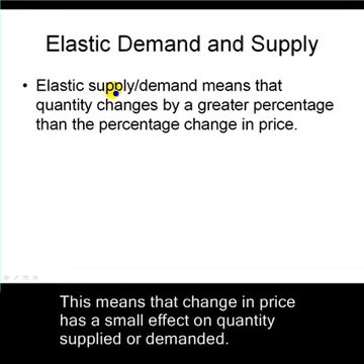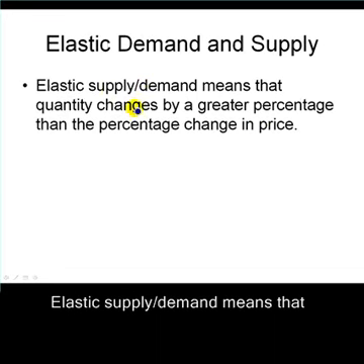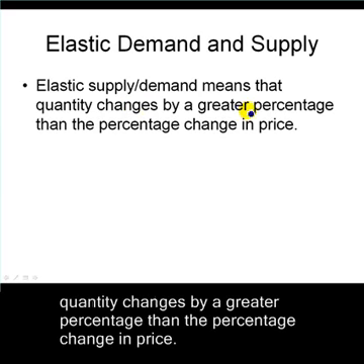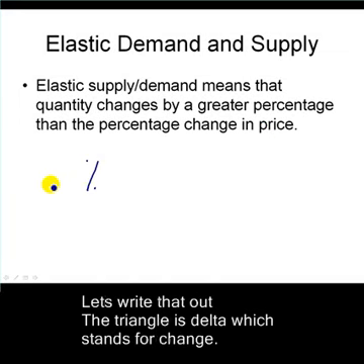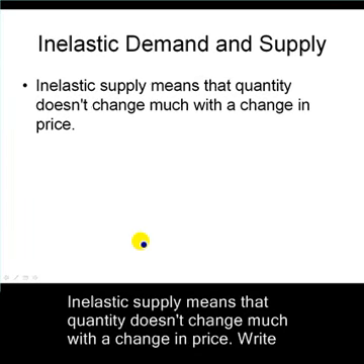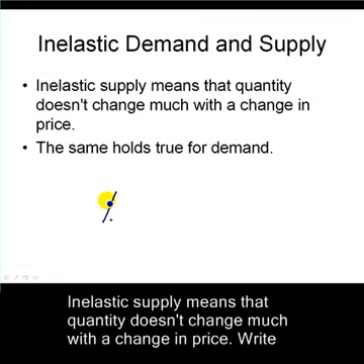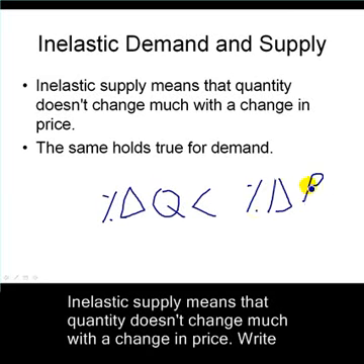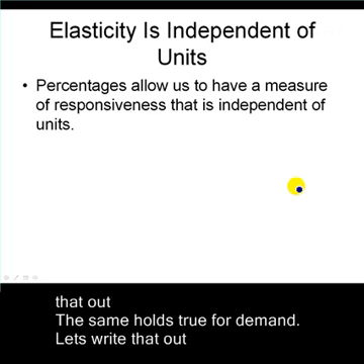When we say supply or demand is elastic, what we're saying is quantity changes by a greater percentage than the percentage change in price. So let me write that out. Percentage change, this triangle represents delta, change in quantity bigger than the percentage change in price. When we talk about inelastic demand or supply, it's a percentage change in quantity smaller than the percentage change in price.